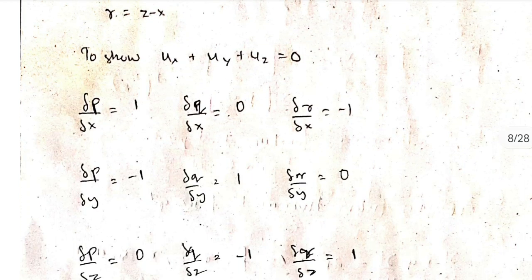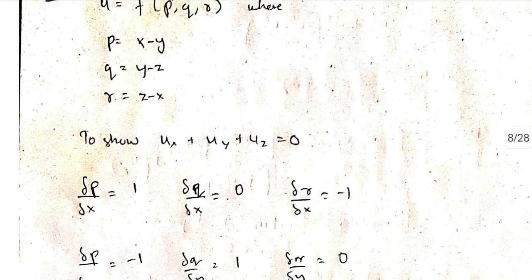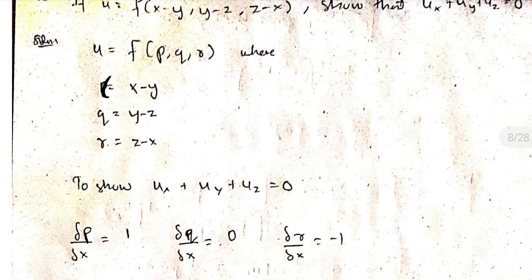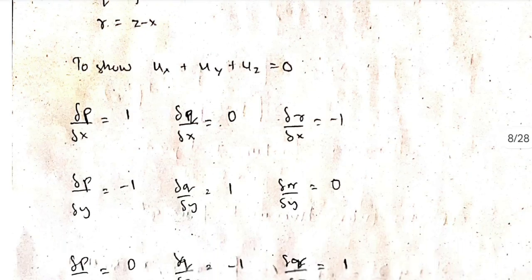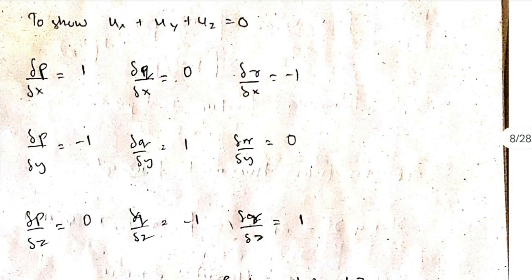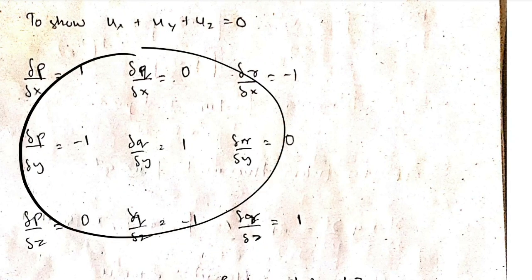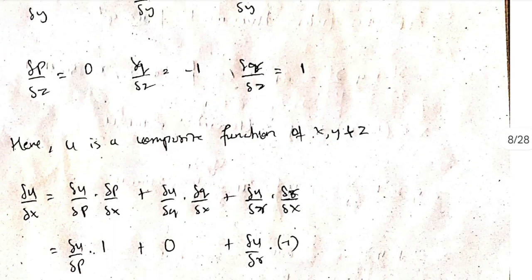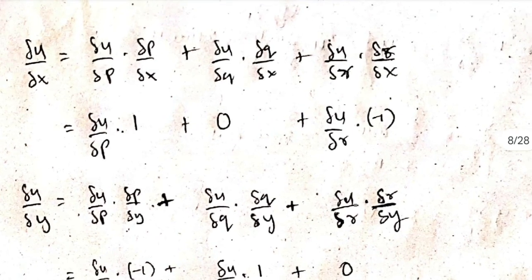Okay, to show that ux plus uy plus uz, first we need to find out what is ux, uy and uz, but directly we can't find. First we need to find del p by del x, del p by del y, del p by del z. Same thing goes for q and r as well. That's all what we have written here. Those things mean partially differentiate with respect to x for each term p, q and r. Okay, so what answers you get, keep it as such, and observe here carefully what I have done.